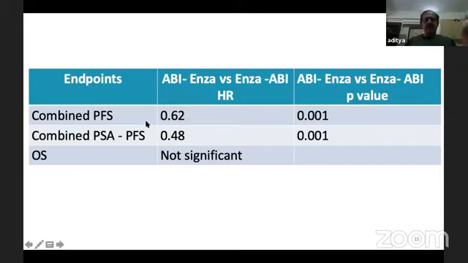On this large meta-analysis also, they confirmed the same points: the combined progression-free survival, that means the first line and second line combined. And if you look at the combined PSA response, they were significantly different in the AB-enza versus the enza-AB arm. However, the overall survival is not different. One may speculate why the overall survival has not been significant. The answer possibly is that these patients have not been followed up long enough. If you continue to observe them, then probably the overall survival will also be better for those patients who have been AB-enza sequenced rather than in the reverse.